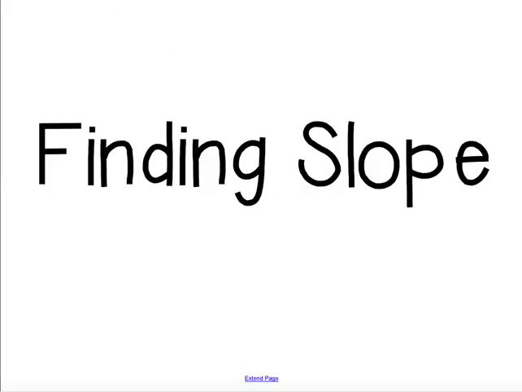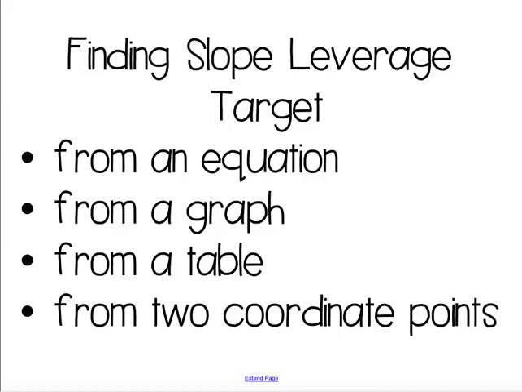This video is all about finding slope. Today we're going to be finding slope in 4 different ways, and this is going to be on our next leverage target quiz. The first way you're going to need to know how to find slope is from an equation. The second way is from a graph. The third way is from a table. And the fourth and final way is from 2 coordinate points.